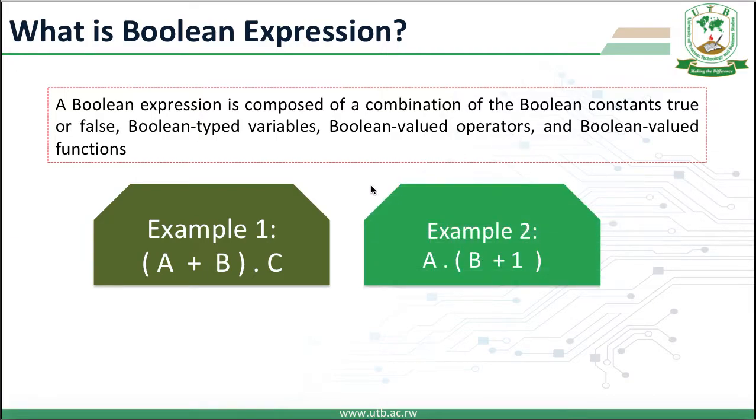Let us see the next example. In this example you can find 1. So 1 is a Boolean constant, true or false. So here is a true 1. So a dot bracket b plus 1 bracket closed. This expression is also a Boolean expression, which consists of Boolean constants true or false, Boolean type variables, Boolean valued operators, and Boolean valued functions.